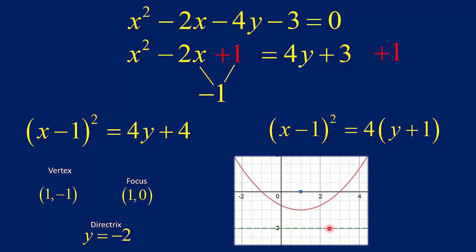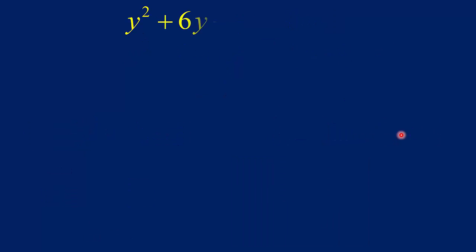So we did that by completing the square. We had this mess. We couldn't tell anything about the vertex or the focus or any of that. So what we did was we completed the square. And then we got the form that we're most familiar with. Okay, let's look at another one.